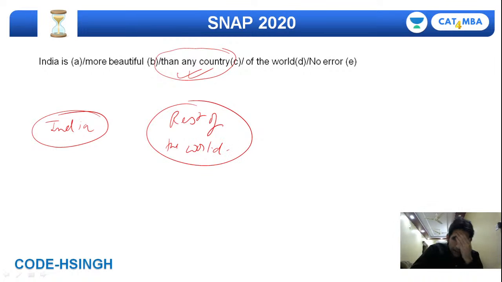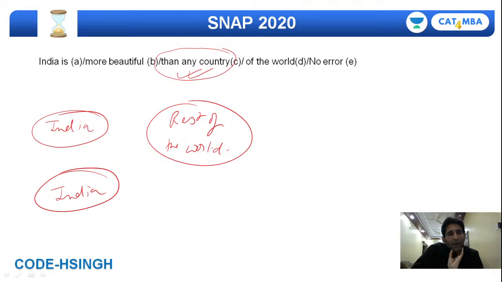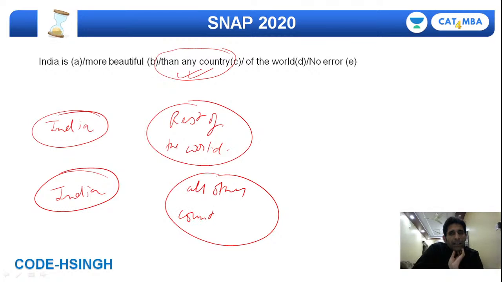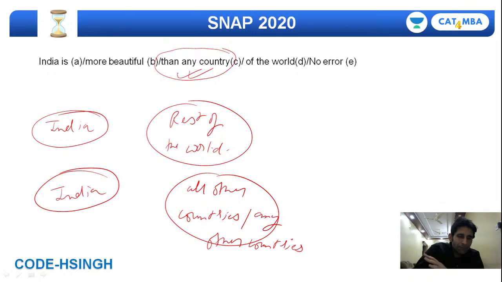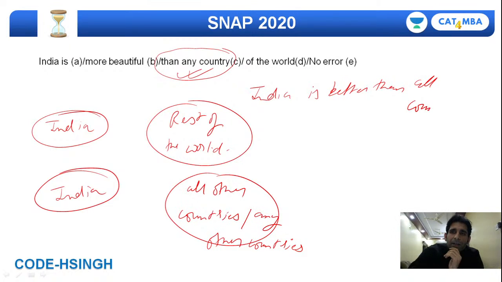So understand this, that when I say this is India, the countries apart from India, that is the rest of the world, would be what? All other countries. ठीक है, या फिर any other country. Any other country. Now when you want to compare India with some other country, तो इंडिया को इंडिया से तो कंपेयर नहीं करोगे ना. अभी सपोज जैसे मैंने कहा इंडिया इज बेटर देन ऑल कंट्रीज.